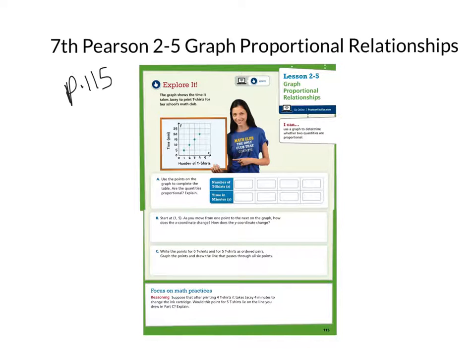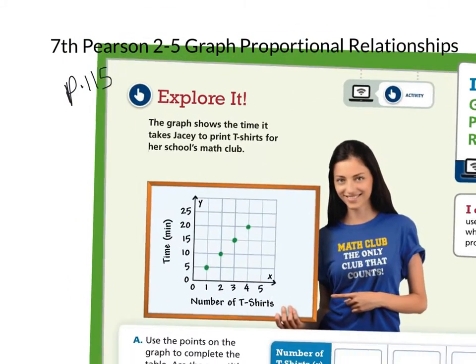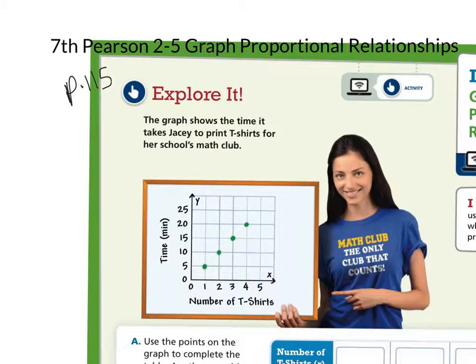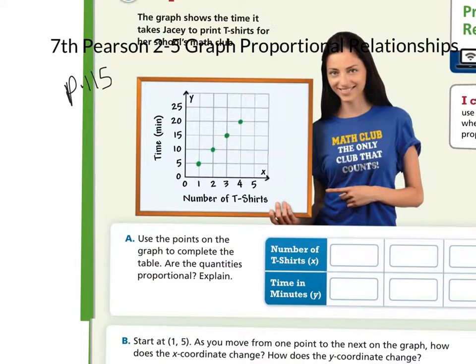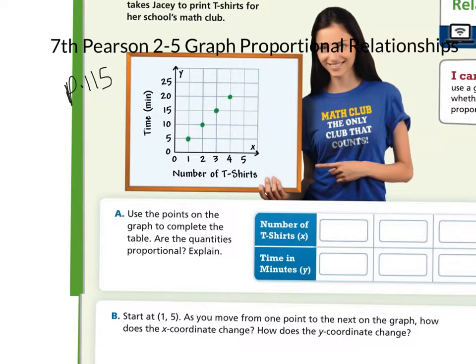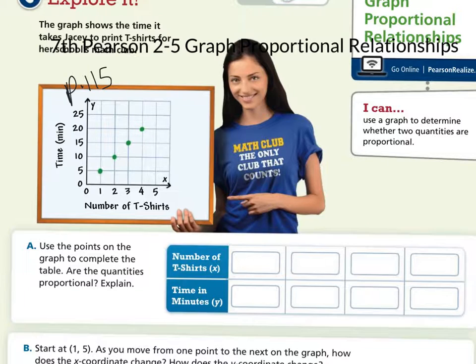Page 115, lesson 5, we're looking at graphing proportional relationships. So we have a graph that shows the time it takes JC to print t-shirts for her school's math club. And they want us to use the points on the graph to complete the table and then tell whether the quantities are proportional.